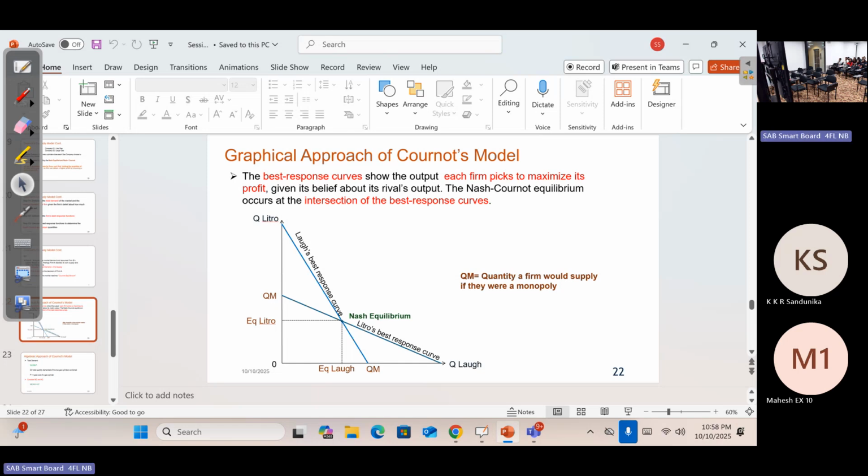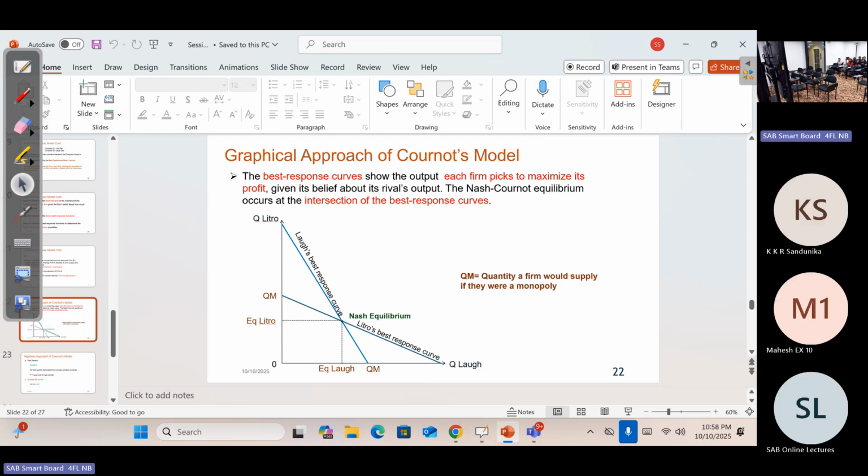Then how about the examples for monopoly? Railway, tobacco. In terms of power generation, the Ceylon Electricity Board, and boards like this. How about monopolistic competition? Salons, restaurants, clothing stores, tuition classes. How about oligopoly? TV channels, newspaper providers, commercial banks, cement, network providers. So these are the examples.